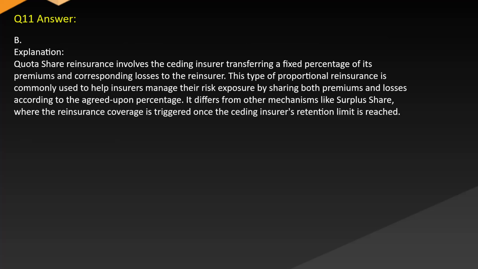Answer: B. Explanation. Quota share reinsurance involves the ceding insurer transferring a fixed percentage of its premiums and corresponding losses to the reinsurer. This type of proportional reinsurance is commonly used to help insurers manage their risk exposure by sharing both premiums and losses according to the agreed-upon percentage.